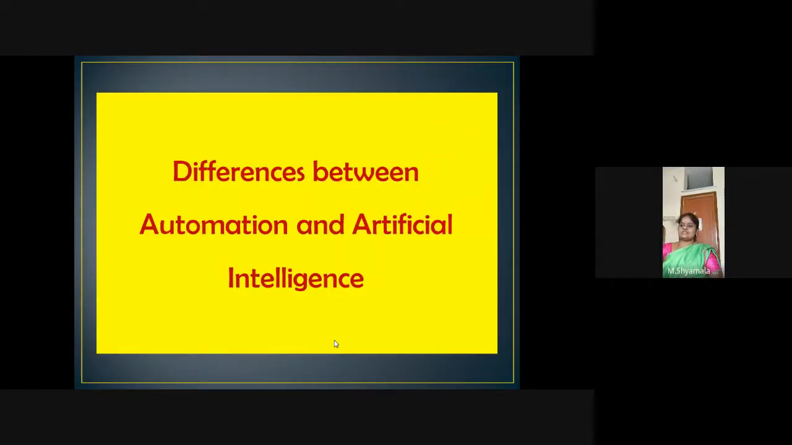So next we will see the difference between automation and artificial intelligence.